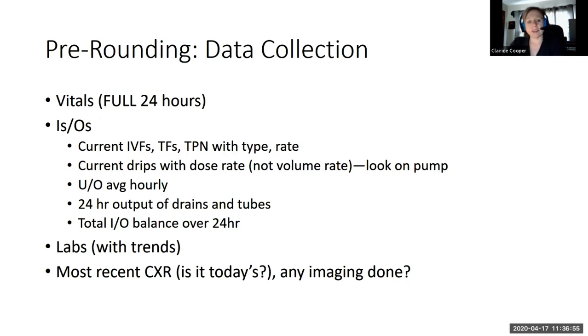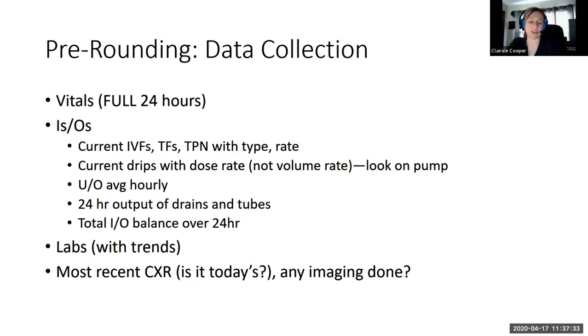Especially in surgical patients, it's important to know the 24-hour output of drains and tubes. We make a lot of our decisions for chest tubes and abdominal drains based on the 24-hour output. So again, you need to seek out that information. And then a total I&O balance over 24 hours as best as you can find, with the realization that there's a lot of insensate losses and there's a lot of things that still don't completely get recorded. However, usually you can tell if somebody's grossly positive by at least a couple liters over 24 hours, and sometimes it's even helpful to know what that balance is over a few days.